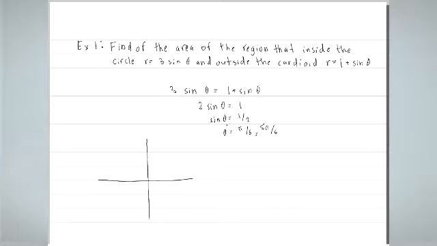Since r equals 3 sine theta is a circle and it has sine in it, the graph would be on the y-axis, like this. Cool. And then you would graph r equals 1 plus sine theta, which is a cardioid, so it looks like this.